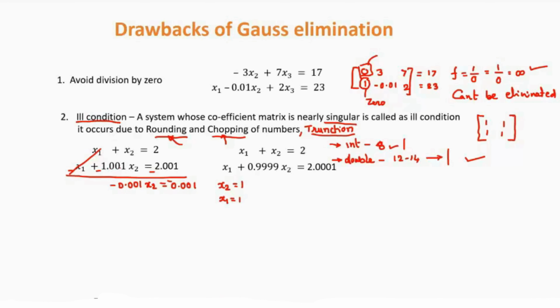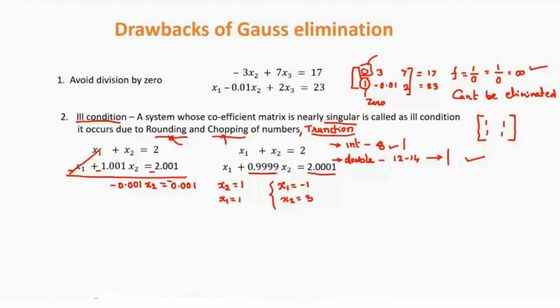But the same equation, I have made a little bit of modification. Instead of 1.001, I have made this 0.999 and 2.001. So this minor modification in these equations leads to a value of x1 is equal to -1 and x2 is equal to 3. So you can see this is a drastic change in output values.